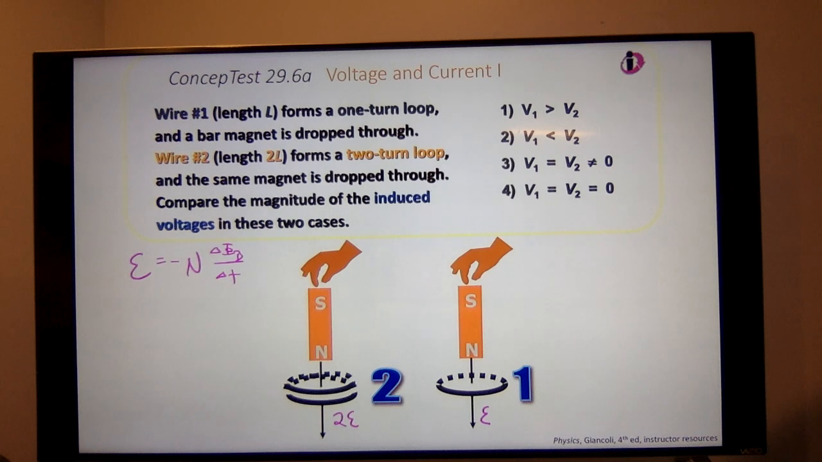The difference here is that, let's see, what is this asking? It's the next one that's different. So compare the magnitude of the induced voltage. Number 2 gets more. So let's see, that is this answer.